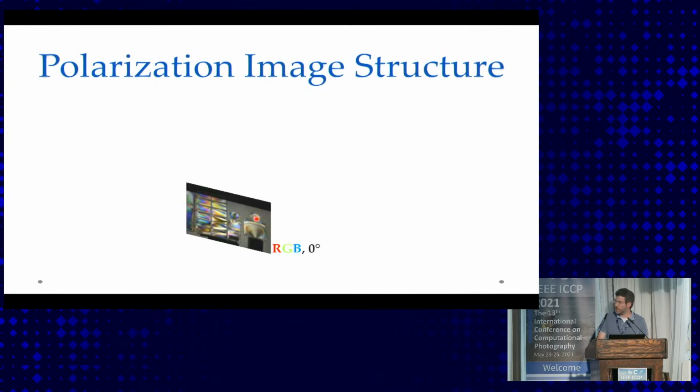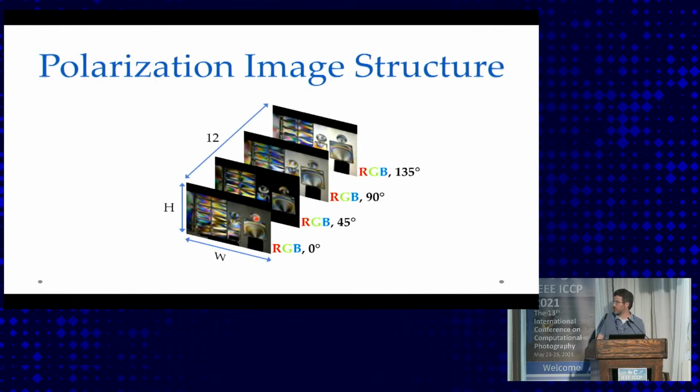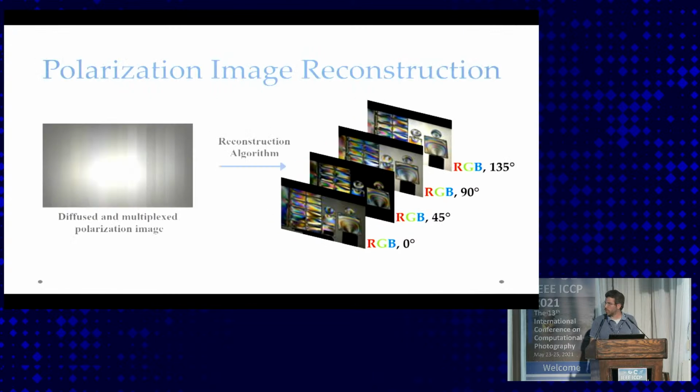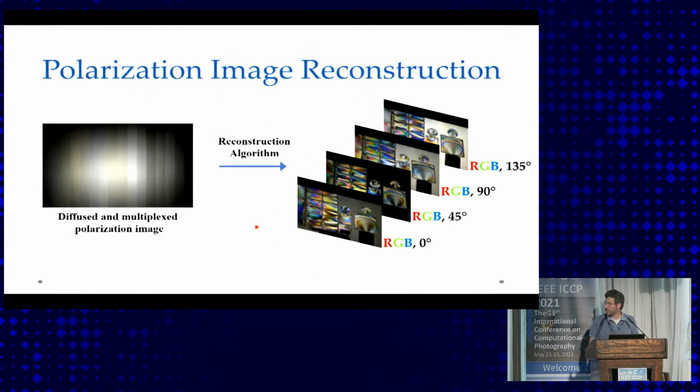We'll return to our final goal, which is the polarization image that we want to reconstruct, which is composed of 4 sub-images. Each one is a color image. So in total we have a volume of W by H by 12 channels, and we want to reconstruct it from the diffused and multiplexed polarization image. As you might have guessed, the reconstruction algorithm, or the inverse problem, is highly ill-posed, and we have to use some sort of prior.